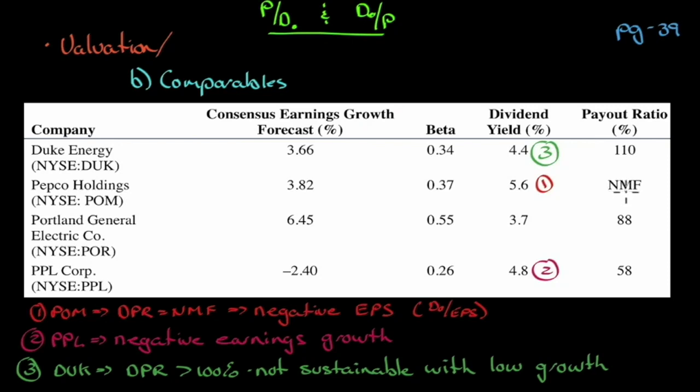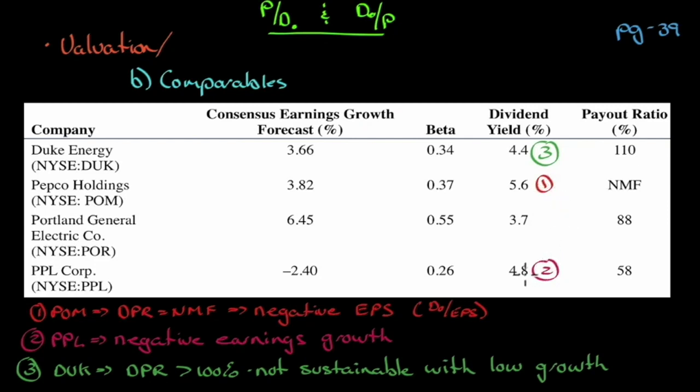How do you get a not meaningful payout ratio? That means you have negative earnings per share. D naught over EPS. So you have negative earnings per share, and it's paying out 5.6. If it's got negative earnings per share, how long do you think that can continue and it can still sustain a dividend? So, well, there's a bit of an issue there.